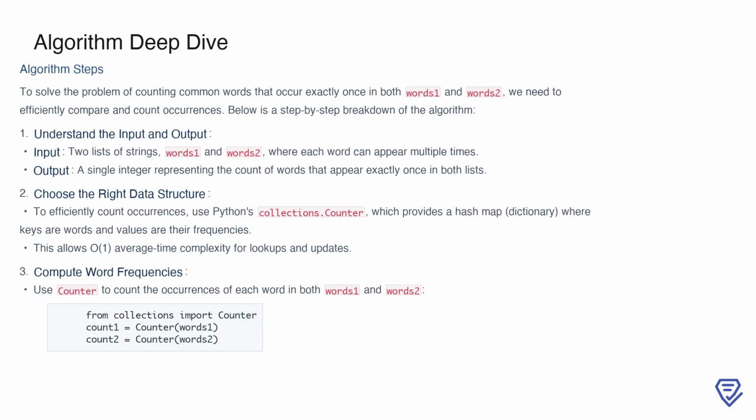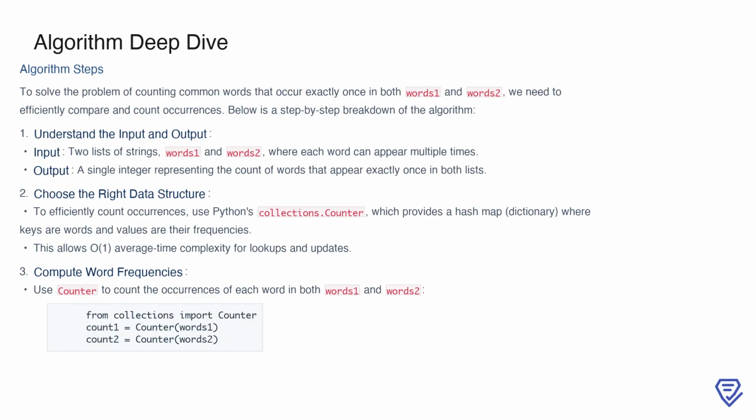To solve the problem of counting common words that appear exactly once in two lists, we need a structured approach. First, we need to understand the input and output. The input consists of two lists of strings, words1 and words2, where words can appear multiple times. Our output will be a single integer that represents the count of words that occur exactly once in both lists.